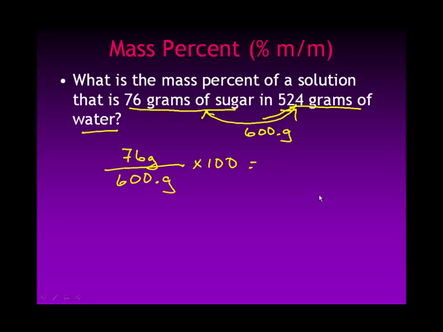Other times you won't. Now we've got 12 point and it's a repeating 6, so when I round for sig figs there, it becomes 13%. And this is a 13% sugar solution. And that's your answer.